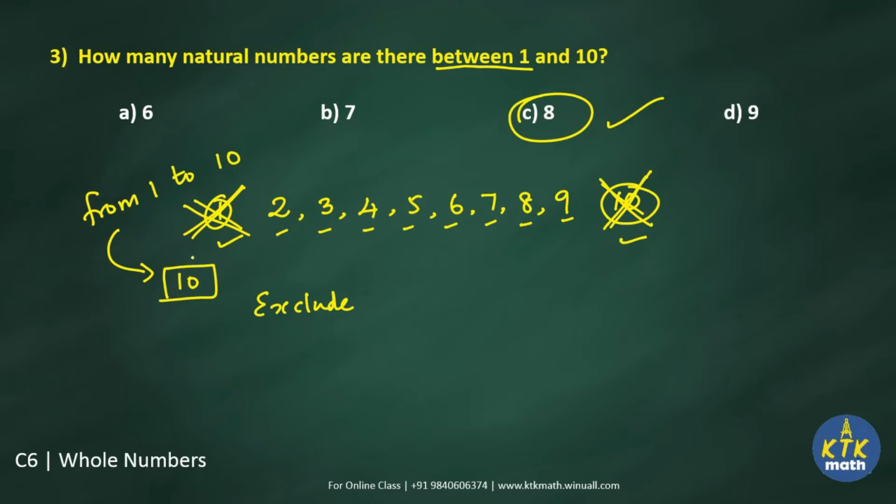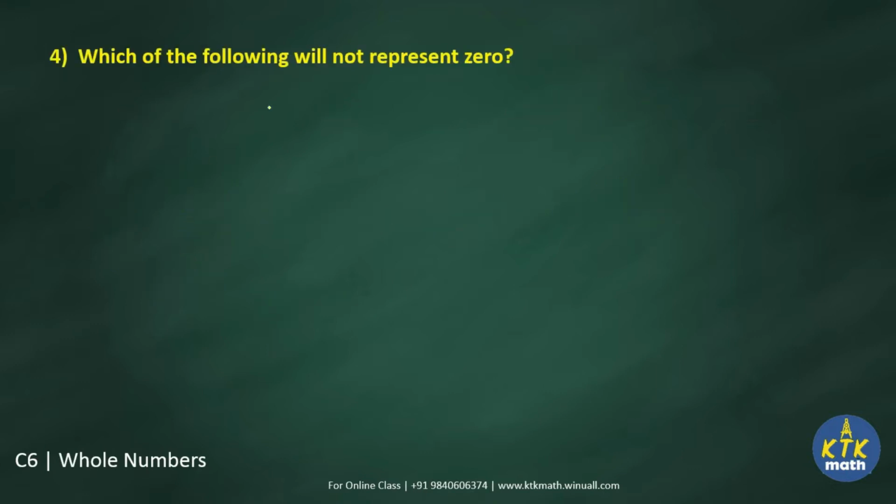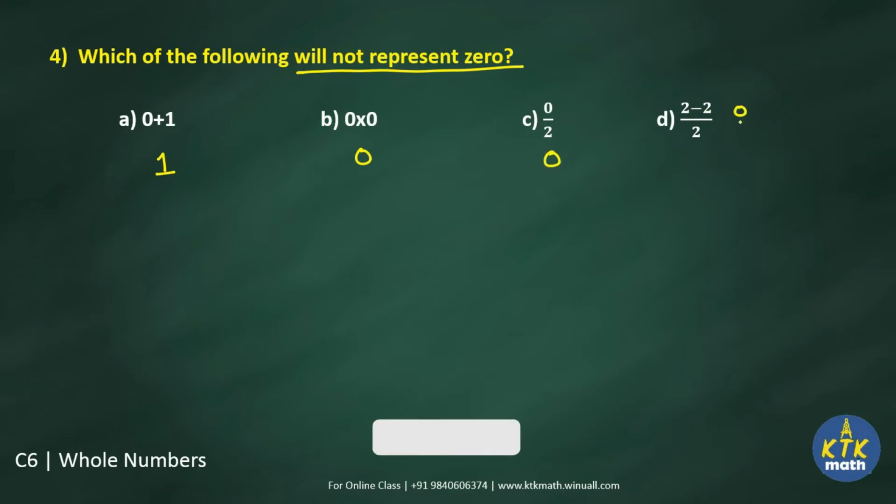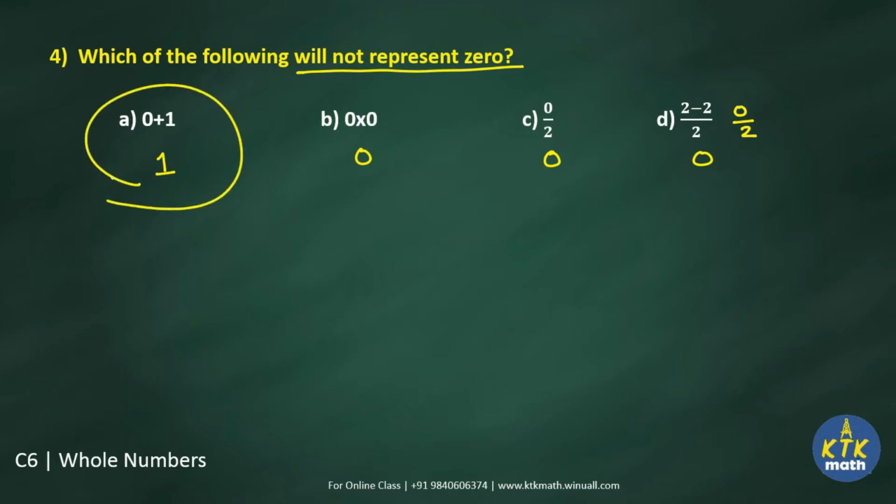Yes, so next question number 4. Which of the following will not represent 0? So we'll check the options. 0 plus 1 is 1. 0 into 0 is 0. 0 by 2 is 0. 2 minus 2 is 0. So except the first one, you are getting 0 for all the answers. In the question they asked will not represent 0. Therefore your answer is option A, 1. Yes, it's a very simple question. Again, here also you need to observe all 4 options.